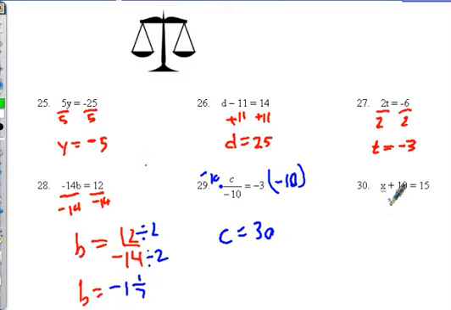And this one I have 10 plus x plus 10, so I'm going to take away 10. And I end up with x equals 5. And that's pretty much solving for one-step equations.